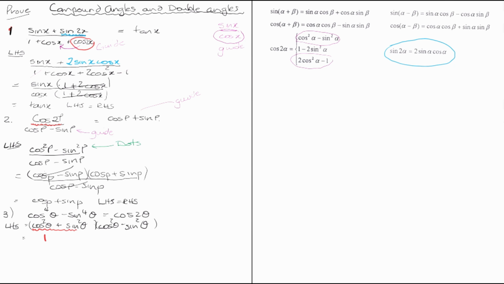And cos squared theta minus sine squared theta is cos of 2 theta, and therefore my left hand side equals my right hand side.